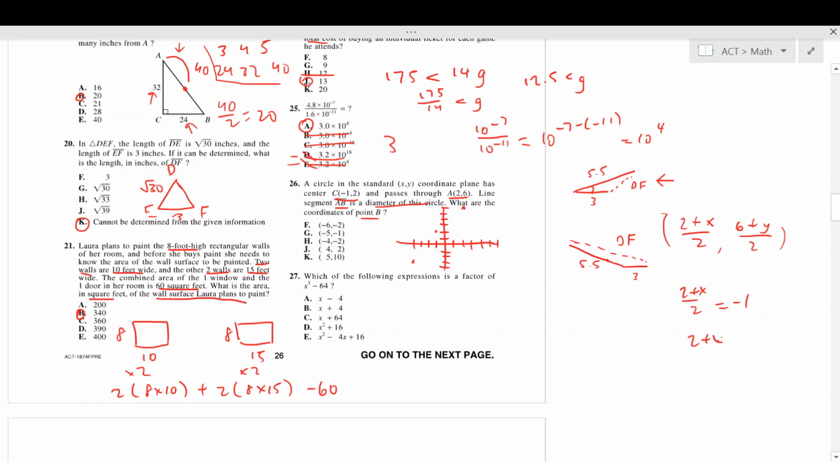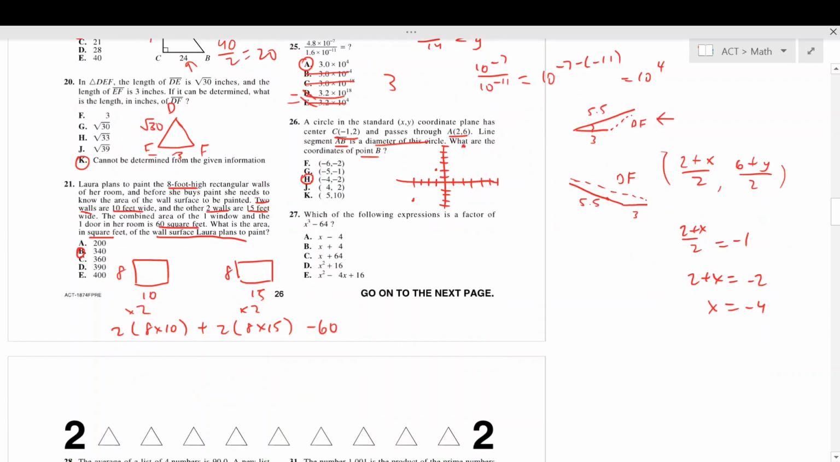So 2 plus x must be equal to negative 2, just multiply by 2 on both sides. X must be equal to negative 4, minus 2 on both sides, and we get negative 4. So the x-coordinate must be negative 4, and there's only one answer choice of negative 4, so we already have our answer. Which of the following expressions is a factor of x cubed minus 64?